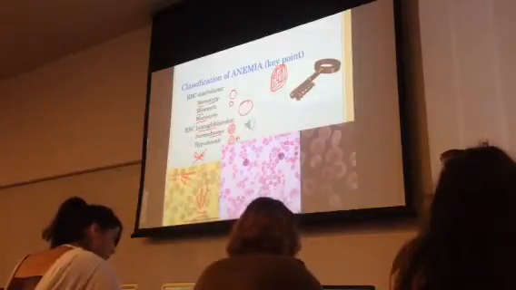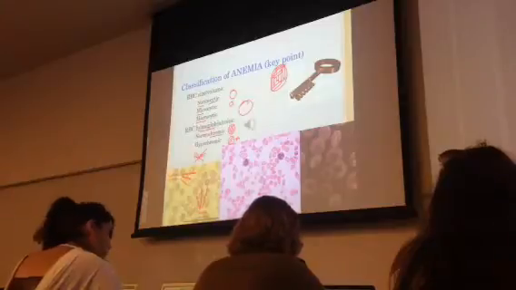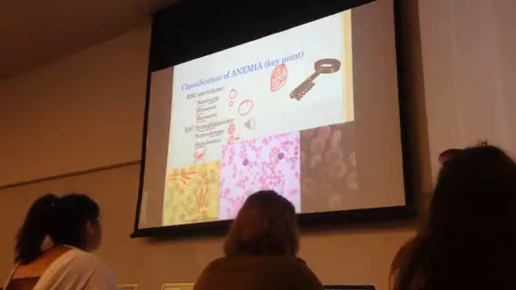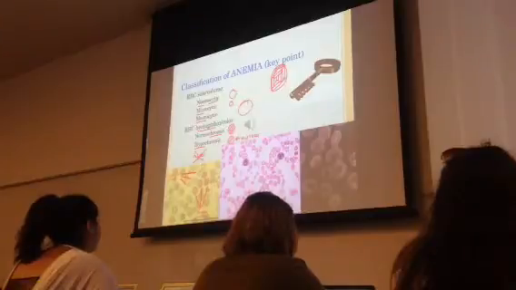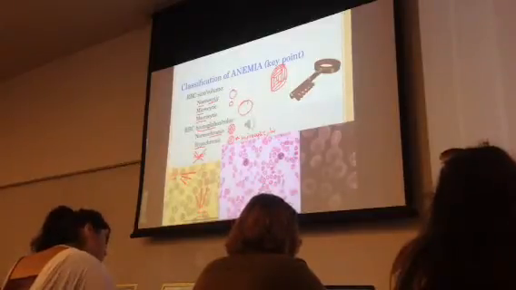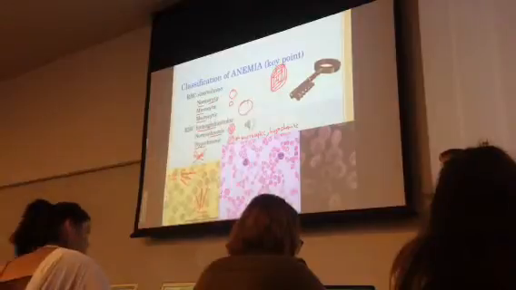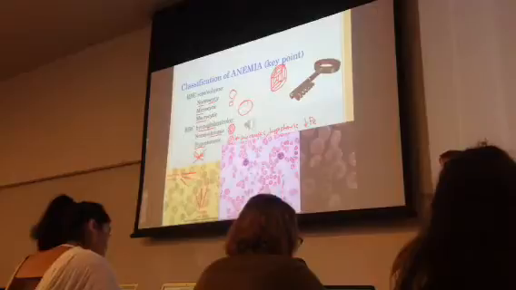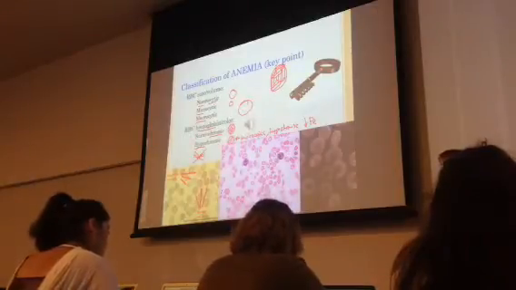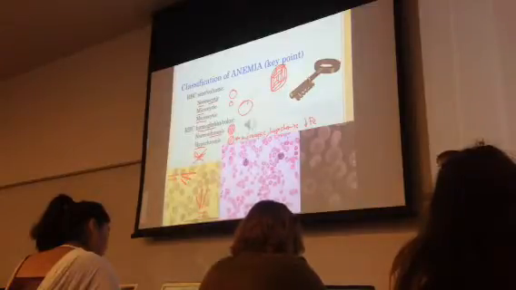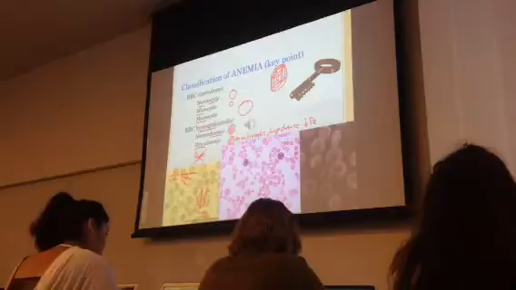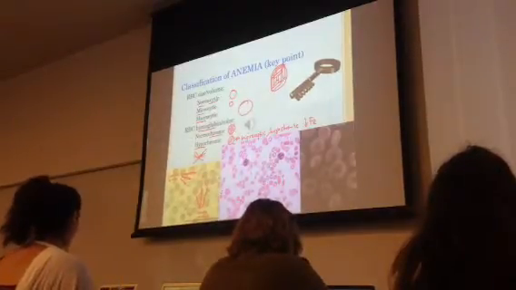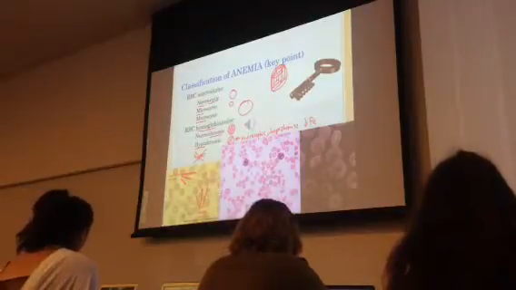All right? So, you could have a hypochromic and microcytic cell. Because why? If you don't have enough iron, right? Decreased iron. When you guys think about anemia, typically that's what most people do think about, iron deficiency anemia. That's what we're talking about right here. You don't have enough iron, you have small, pale red blood cells.